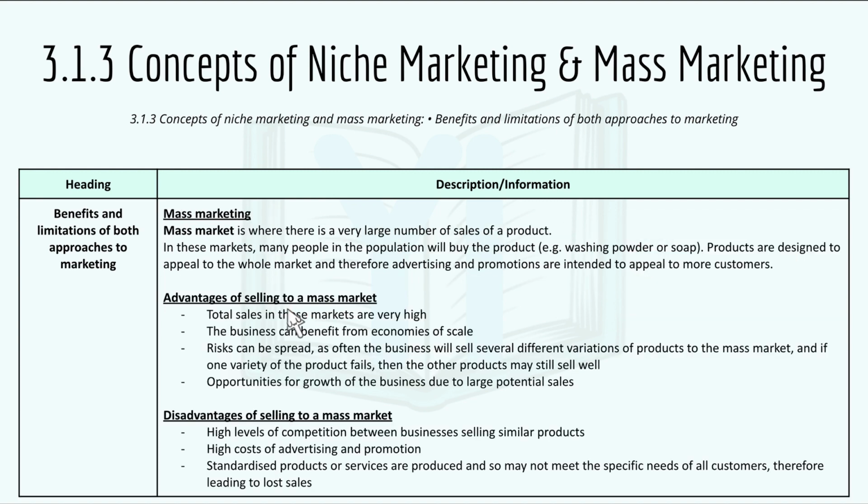So here's mass marketing first. A mass market is where there's a very large number of sales of a product. In these markets, many people in the population will buy the product, like washing powder or soap. The products are designed to appeal to the whole market, and therefore advertising and promotions are intended to appeal to more customers. The advantage of selling to a mass market is that total sales in these markets are very high. The business can benefit from economies of scale. The risk can be spread, as often the business will sell several different variations of products to the mass market, and if one variety of the product fails, then the other products may still sell well. For example, you have different colors of a water bottle or anything else. And lastly, there are opportunities for growth of the business due to large potential sales.